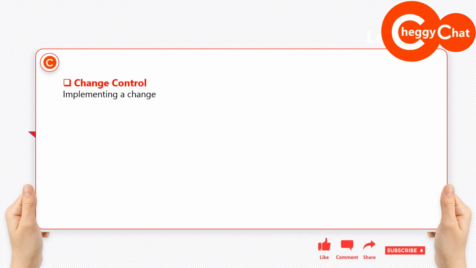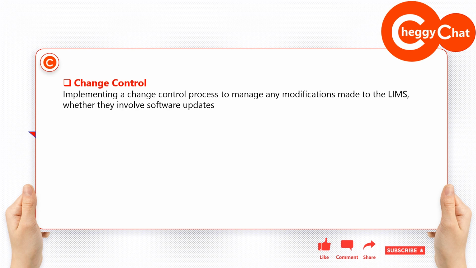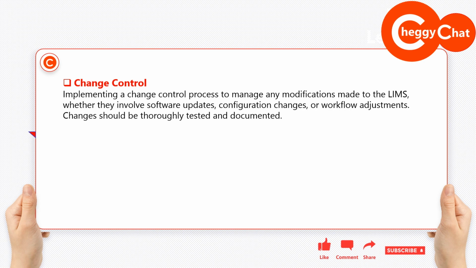Change control. Implementing a change control process to manage any modifications made to the LIMS, whether they involve software updates, configuration changes, or workflow adjustments. Changes should be thoroughly tested and documented.